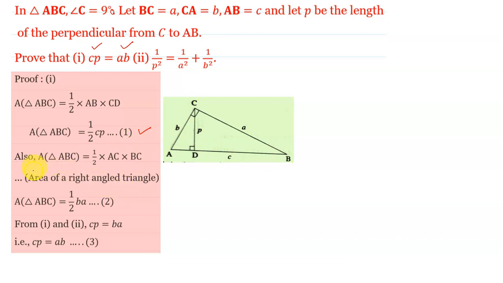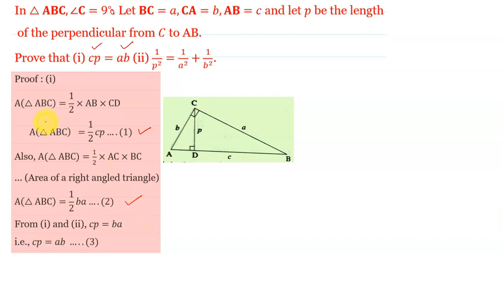Now the next, the area of the triangle can also be found this way. AC is the base and BC is the height. Therefore area of triangle ABC is equal to 1 upon 2 AC into BC. We also know these sides, AC and BC, that is b and a. Therefore area of triangle ABC is equal to 1 upon 2 ba. And this is expression 2.